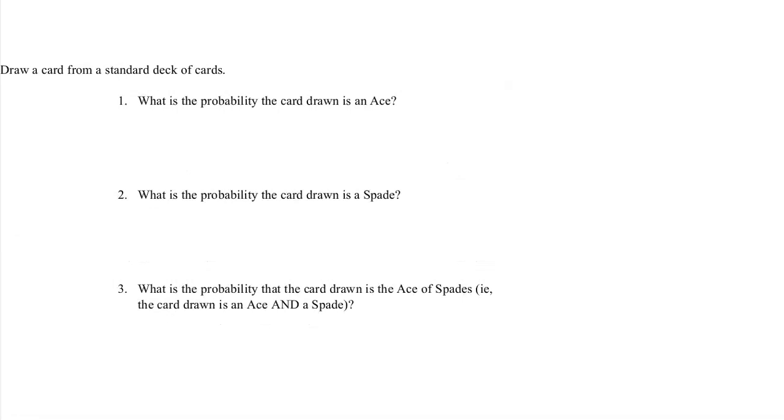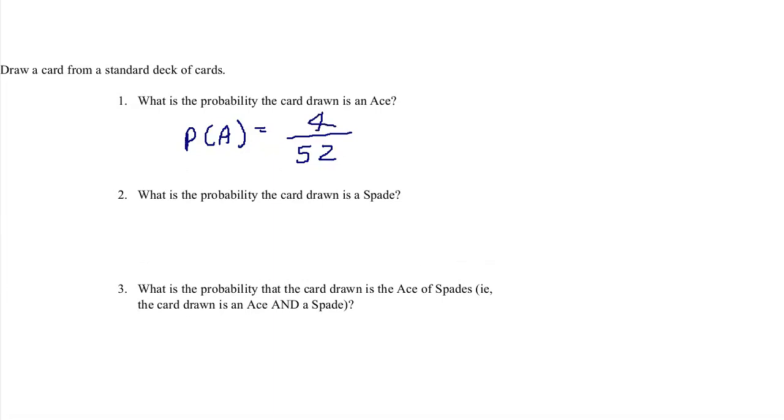All right, we're going to put this into play with an example that talks about a few things here. We're going to draw a card from a standard deck of cards. If we just pick a card from a deck of cards, what's the probability that we get an ace? Well, a standard deck of cards has 52 cards. How many of those 52 cards are aces? 4 aces in a standard deck of cards.